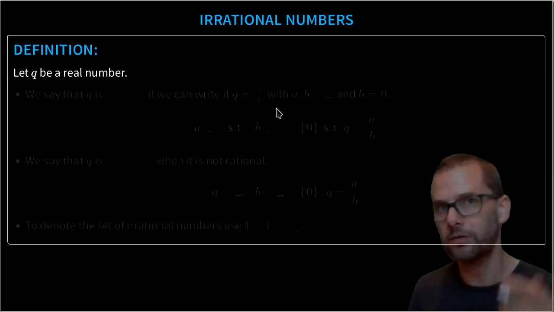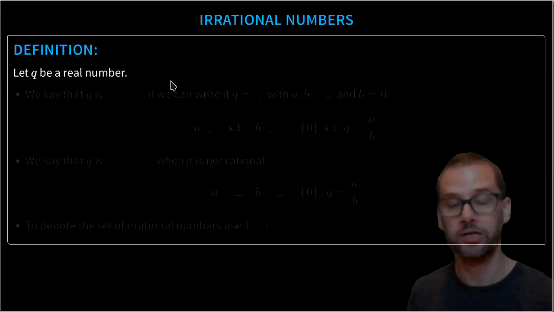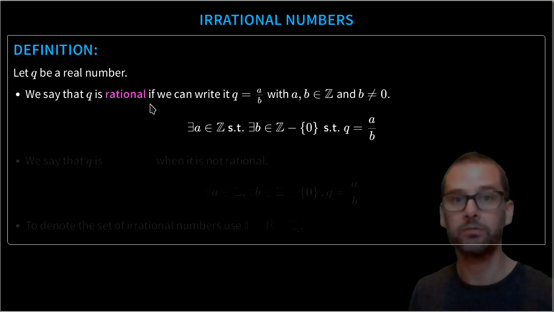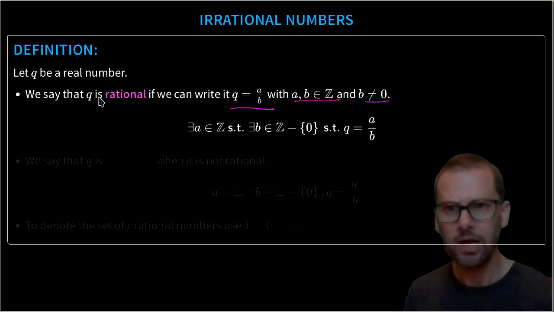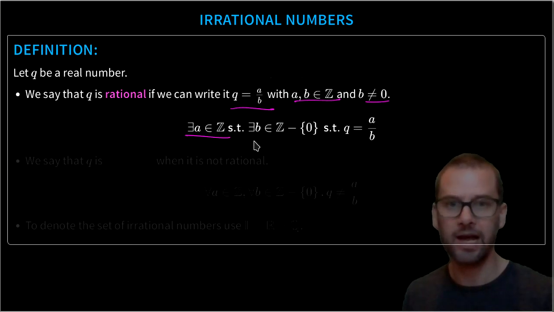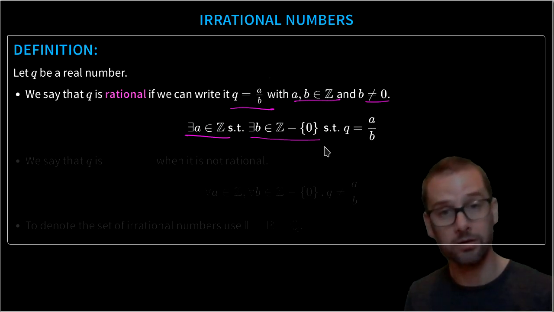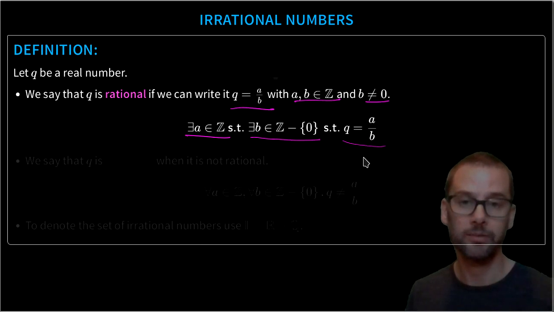And that's going to rely on some definitions about irrational numbers. So take any real number you like. Well, we know that real number is rational if we can write it as a over b, where a and b are integers and b is not 0. So to write this out a little bit, q is rational if there exists a in Z, there exists non-zero b, so that q is a divided by b.